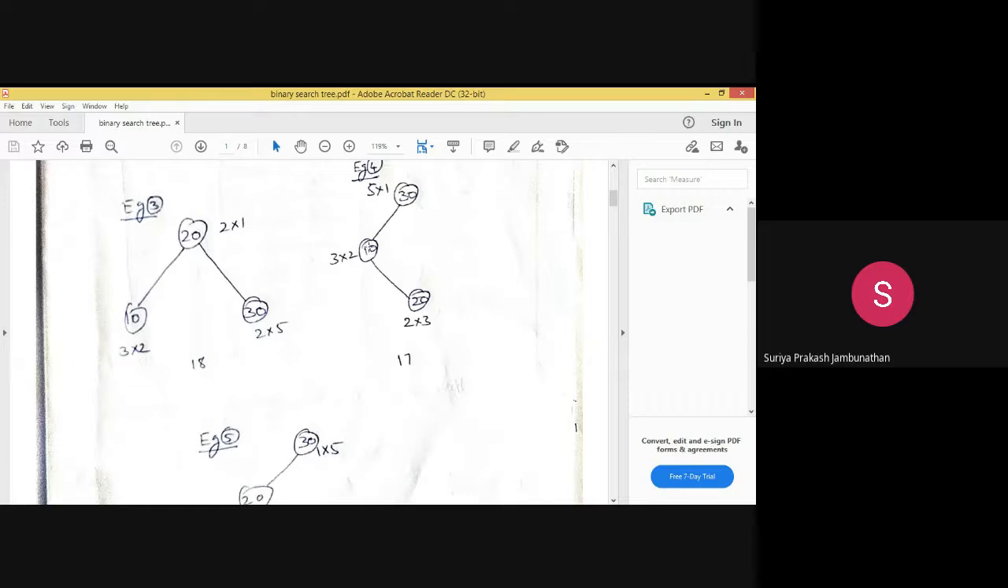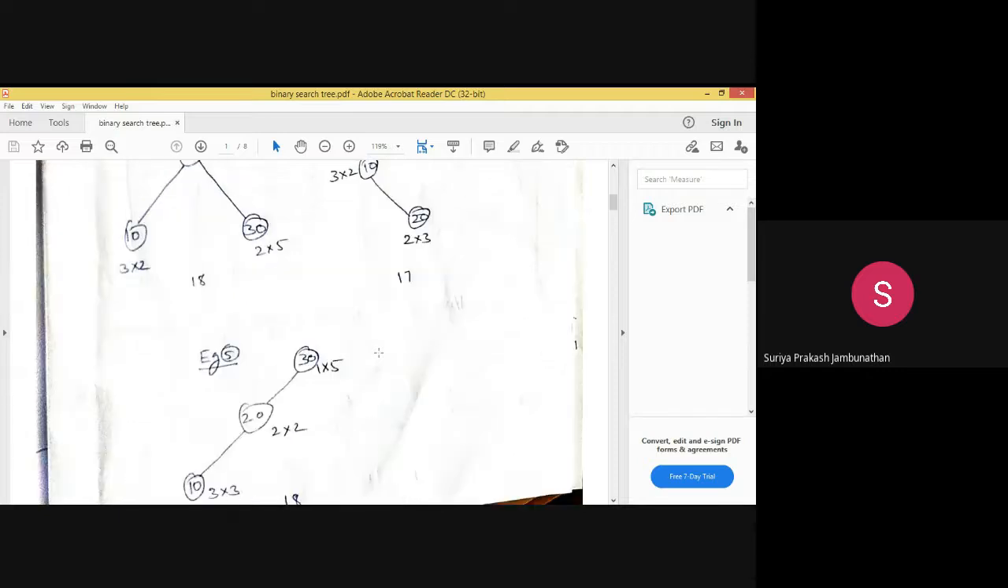When you take example 4, the node 30 is the first node. 10 is the least value, so we put it in the left subtree. And next we have 20, which is greater than 10, so we put it on the right side. So here the node level is 1, here it is 2, here it is 3. So 5 into 1, 3 into 2, 2 into 3 we are doing. So 5 into 1 is 5, 3 twos are 6, and here again 2 threes are 6. So 6 plus 6 plus 5, we are getting 17.